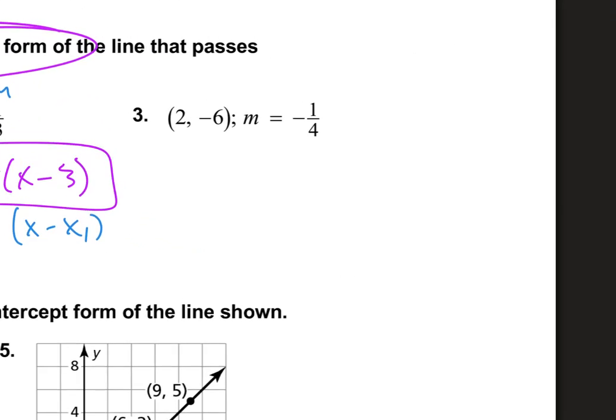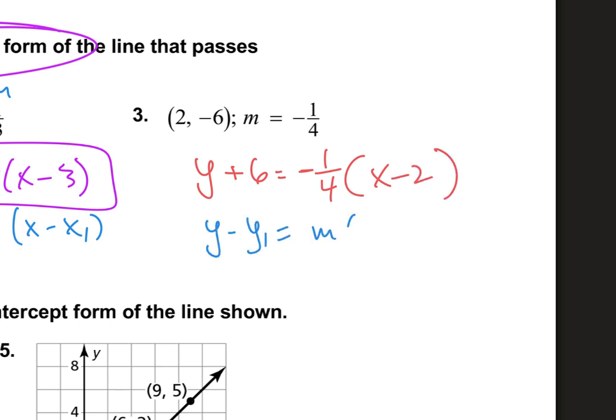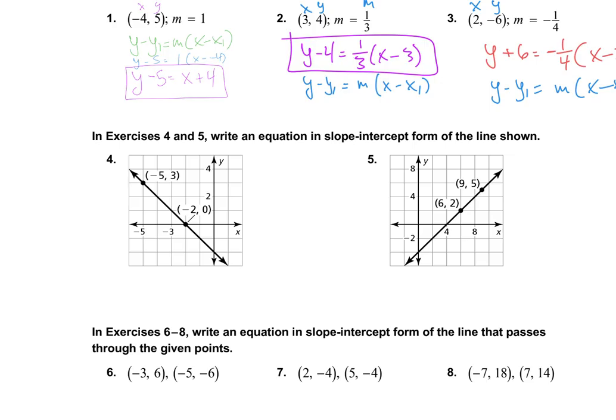And last but not least, for I guess this little section, y plus 6 equals negative 1/4 x minus 2. Done. Again, y minus y1 equals m times x minus x1. There's our x, there's our y. Write an equation in slope-intercept form. If you need a reminder, that's our buddy that looks like this.